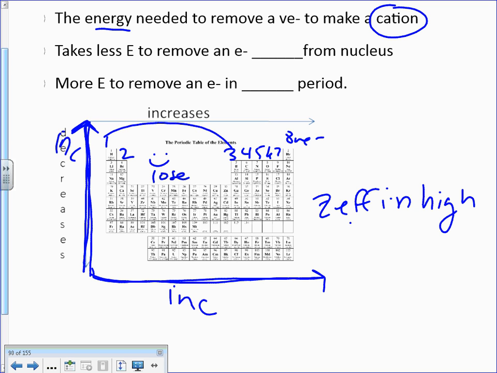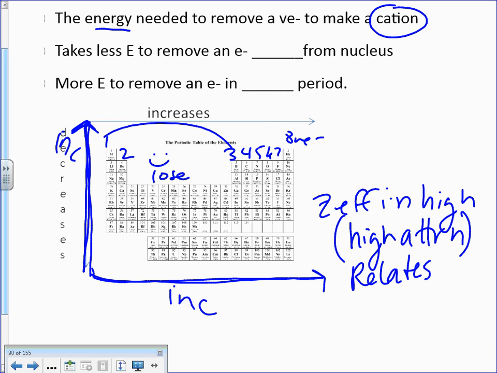Because if you have a high attraction, you love your electrons. You don't want to release them. So don't you think it's going to be hard to get them? It's going to be hard to rip off the electrons, just because the protons are so attractive. So the high Zeff, or the high effective nuclear charge, makes a high attraction, which relates to increasing ionization energy because there's a high attraction for your electrons.